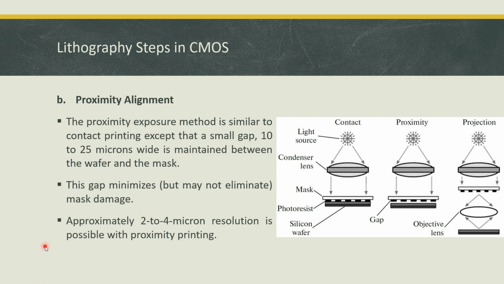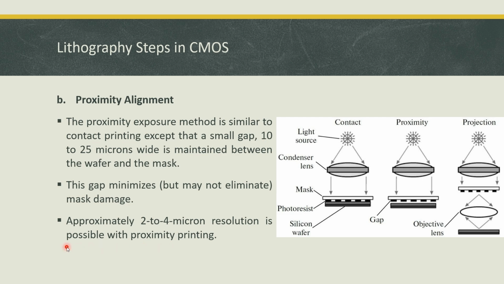This alignment is similar to contact, but the distance between the silicon wafer and the mask is a little larger. As you can see, in contact alignment the distance is negligible, and in proximity the distance is more, something like 10 to 25 microns between them. These gaps minimize but may not eliminate mask damage. Approximately 2 to 4 micron resolution is possible with proximity printing.